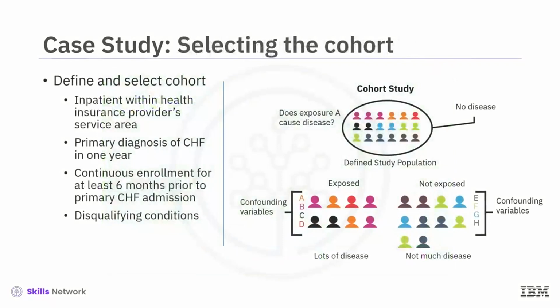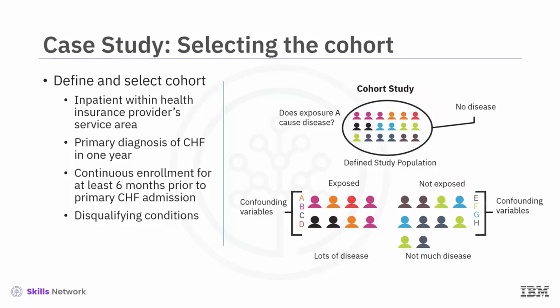In the case study, the first task was to define the data requirements for the decision tree classification approach that was selected. This included selecting a suitable patient cohort from the health insurance provider's member base. In order to compile the complete clinical histories, 3 criteria were identified for inclusion in the cohort. First, a patient needed to be admitted as inpatient within the provider service area, so they'd have access to the necessary information. Second, they focused on patients with a primary diagnosis of congestive heart failure during 1 full year.